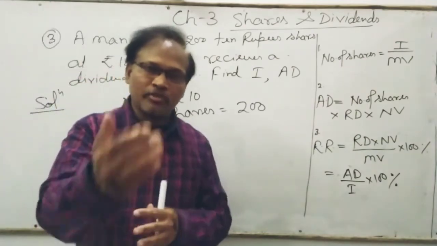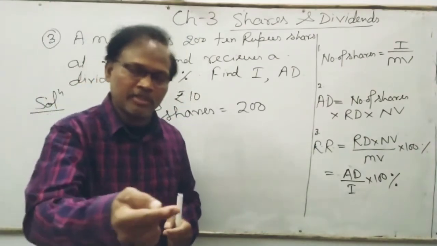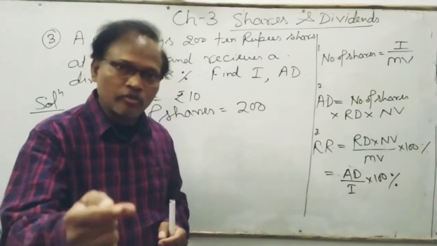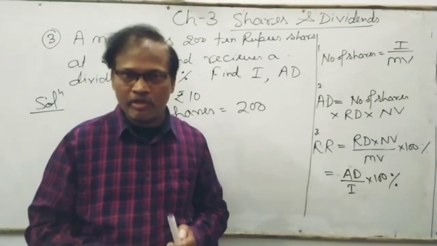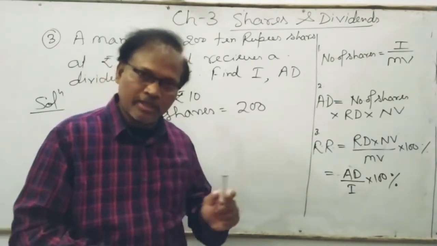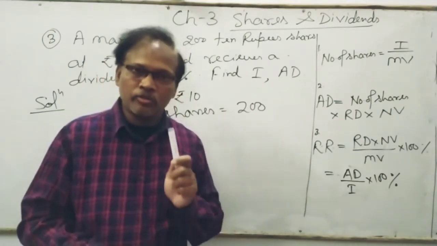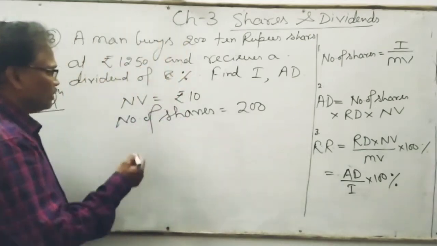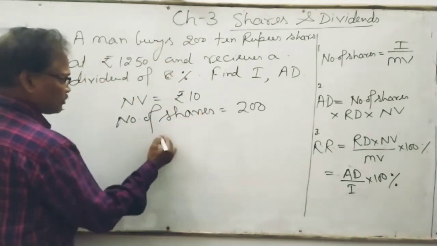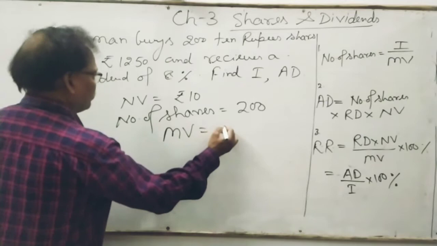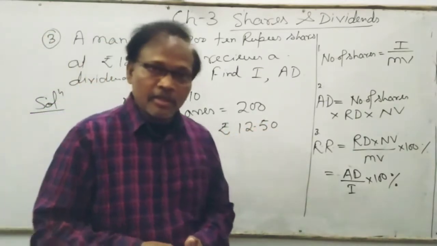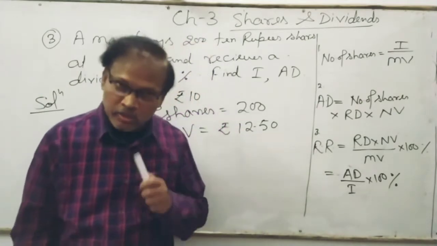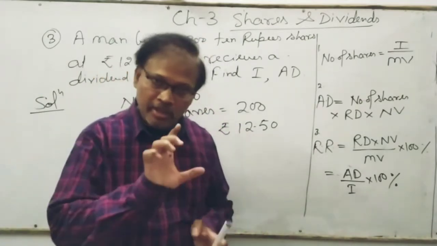Then after the term shares, the rupees written after the word at will be considered the market value. What is market value? I already explained it in the first part of the video, so you must watch. So at rupees 12.50, this is the market value. There are three types of market value, which I also explained very clearly.